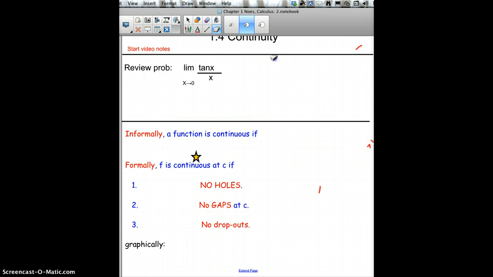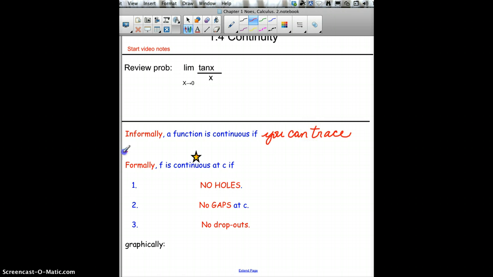So now we're going to start talking about continuity, and this is a really important concept in here. So make sure you're not only just listening to these, but you're taking them into account. Notice I put a star here. That's anything that's on the test directly. So informally, we would say a function is continuous if you can trace its path without lifting your pencil, which makes sense.